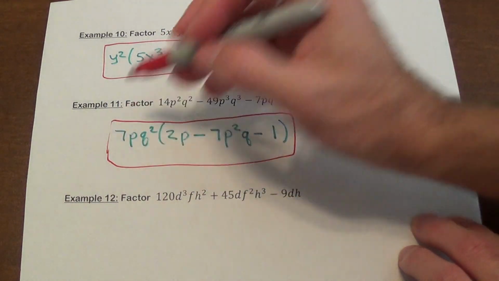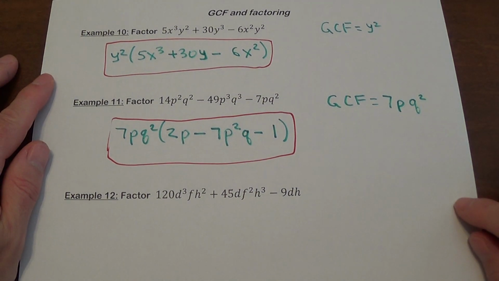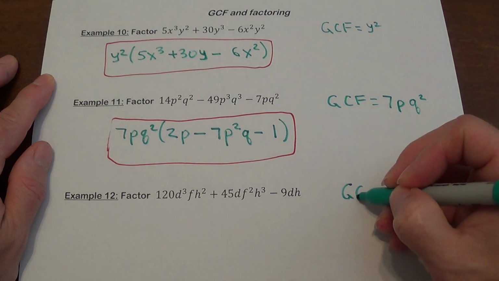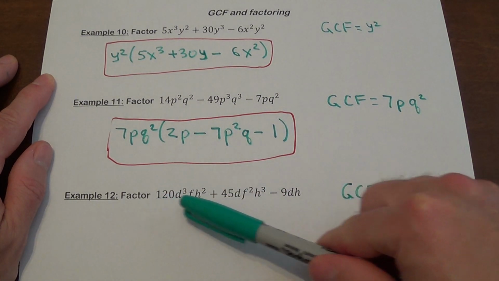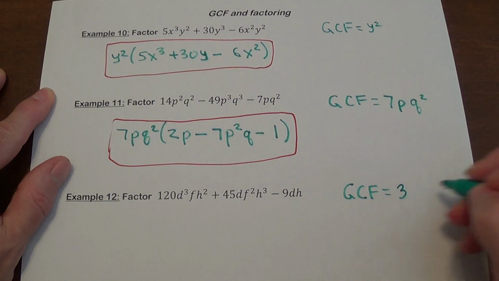Okay. And our last example in this lesson, 120d cubed f h squared plus 45d f squared h minus 9dh. So let's see, greatest common factor. We have 120, 45 and 9. One of the numbers is kind of big. So let's see, 3 goes into all three numbers, 120 and 45 and 9. Can we go higher? Well, the only other option you have is 9. And 9 does go into 45, but 9 does not go into 120. So we're going to have to go with 3 only.